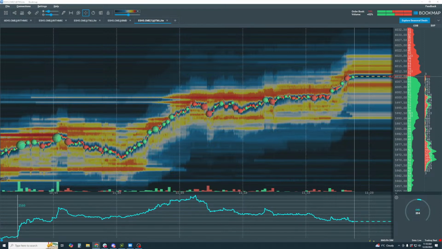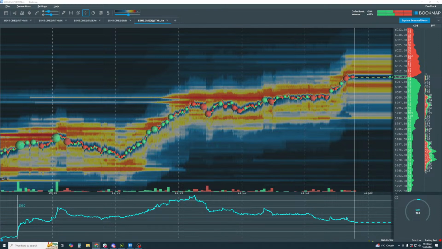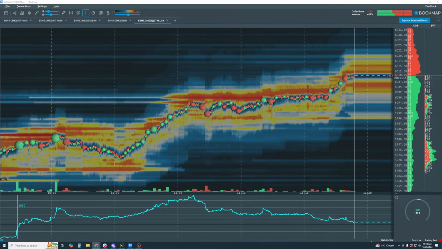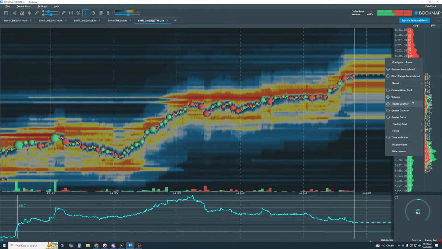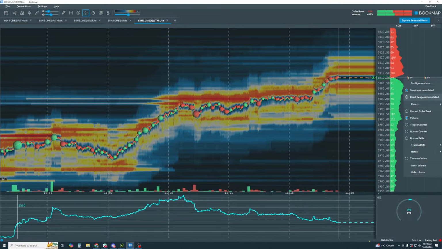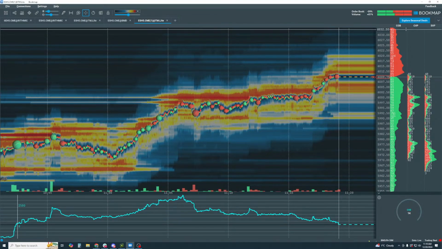All right, let me see if there are any other questions. No. Let's add it in our other column here and change that into a chart range volume profile.